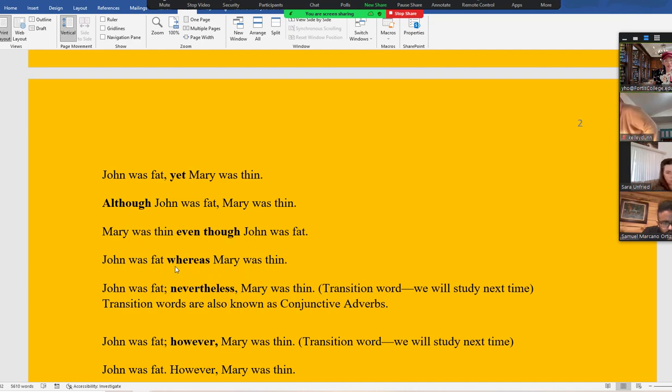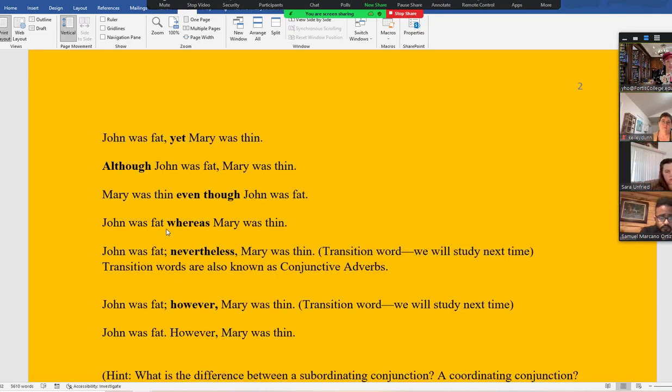John was fat. Whereas Mary was thin. Is this a compound or complex sentence? Compound? Yeah. Yes, that's very good. Yeah, this is a compound sentence because this is a transition word, okay? So why does this not have correct punctuation? How would I correctly punctuate a transition word? Semicolon, and then what do I put after the transition word? Look at how however is done. Yeah, so whenever you have a transition word, then you have to have a semicolon, and then you have to have a comma.